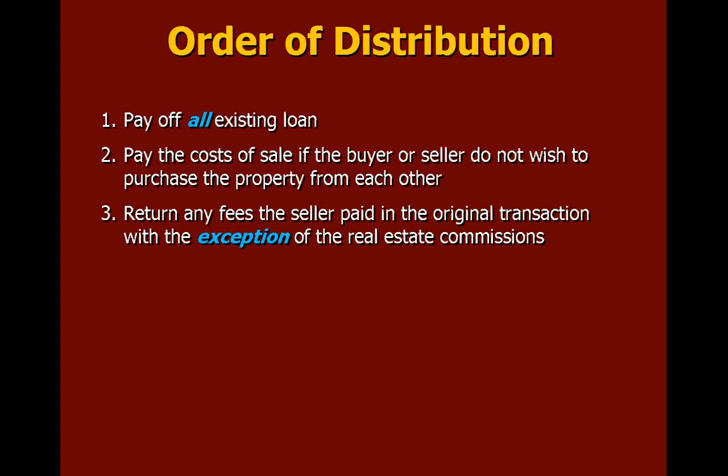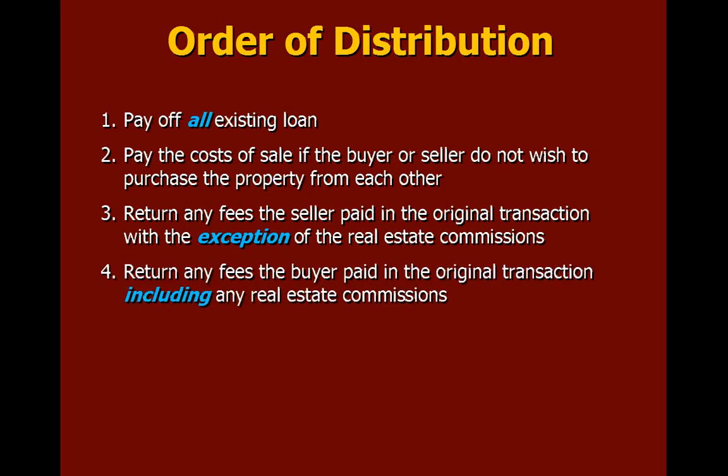The third order of distribution is that we're going to return any fees that the seller paid in the original transaction, with the exception of real estate commissions. So if the original seller paid the facilitation fee, the escrow fee, the title fee, any fees whatsoever to put the transaction together, in our order of distribution, number three, they're going to receive those funds back. Again, remember, no commissions. Number four is where we return any fees paid by the buyer in the original transaction, including real estate commissions.